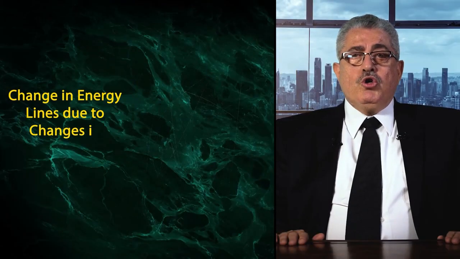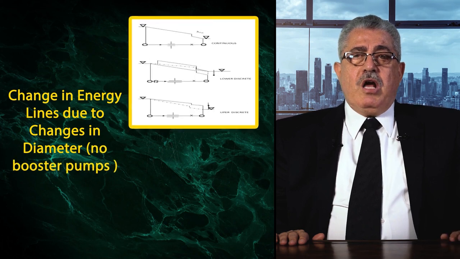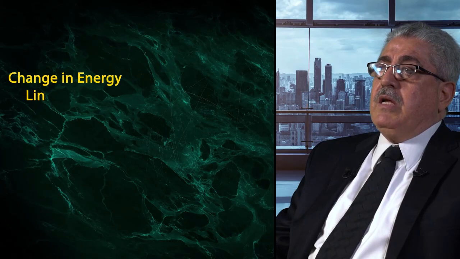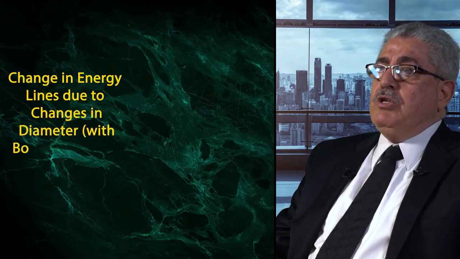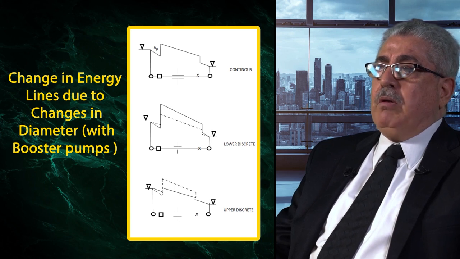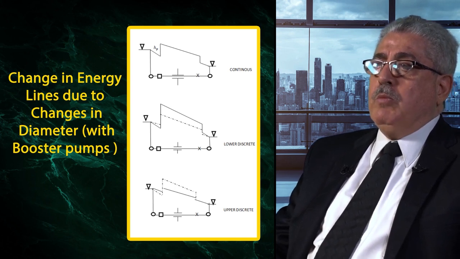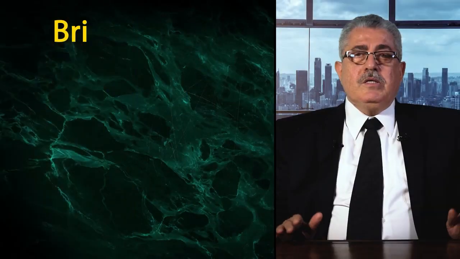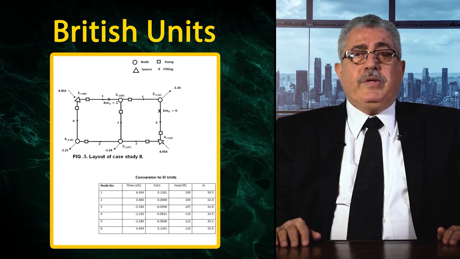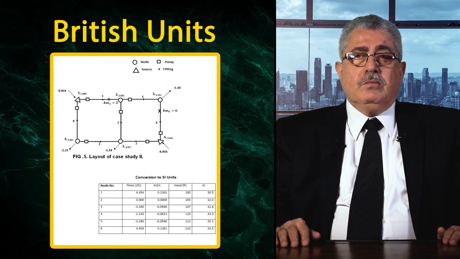The first slide shows the total energy line for the next upper and lower values of diameter for a simple pipe without a booster pump. The second slide shows total energy line for the next upper and lower values of diameter for a single pipe with a booster pump. This illustrative example is used to demonstrate the suggested cost-based analysis to obtain a discrete solution.